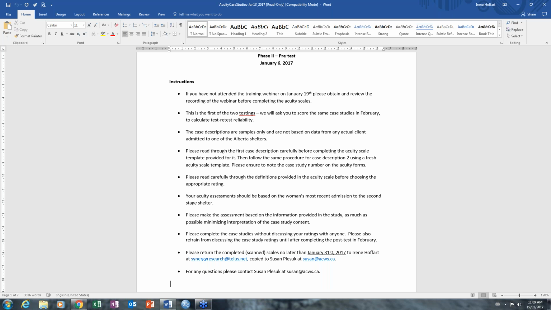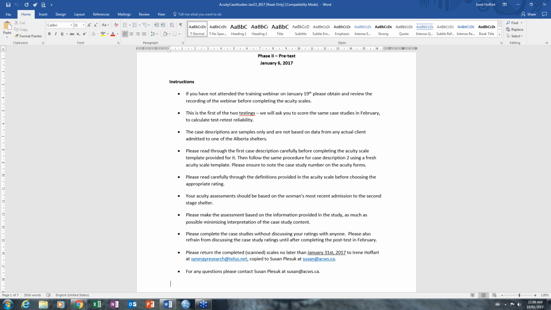It's a requirement to participate in this training before completing the scale, and you can understand why. We need to make sure there's consistency and accuracy, and that people have the same understanding of what the questions mean. This is the first of the two testings. What we want to see is that if Susan and I were completing the scale, our scores are consistent. If I think it's a 5, she also thinks it's a 5, right? The testing looks for that kind of consistency.